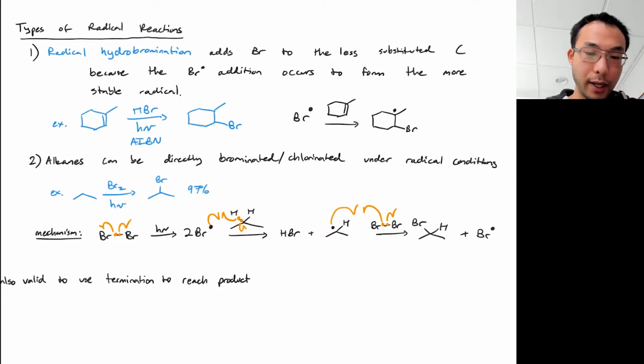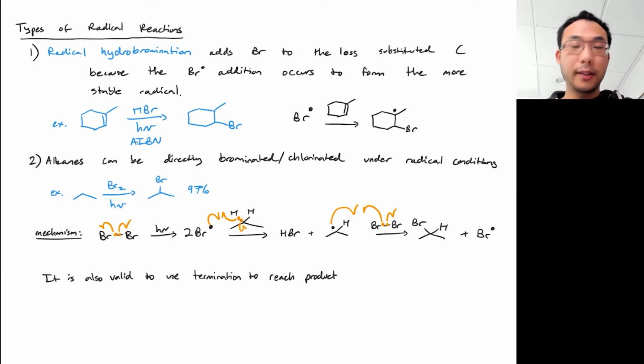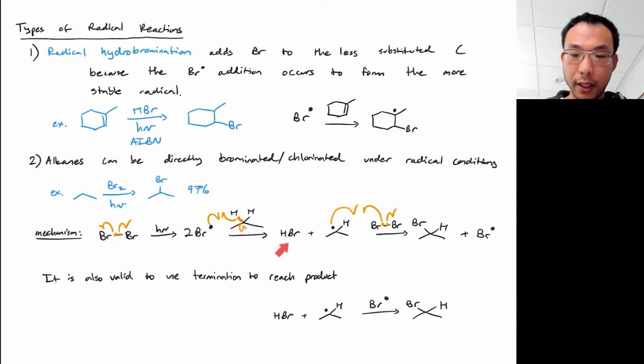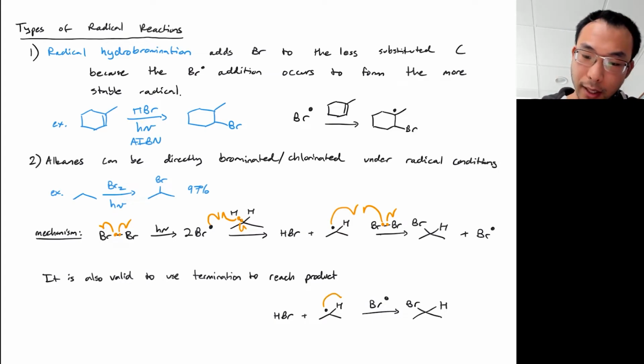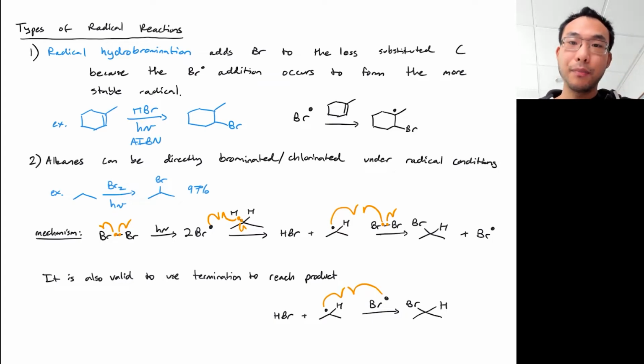But I just want to point out that it's also valid to draw this same mechanism, but to use termination to form the product rather than another abstraction or propagation step. So let's say I am at this stage right here. So I'm going to pull that down here. Rather than reacting with a Br2 molecule, that carbon radical could instead just terminate by reacting with a bromine radical and form the carbon-bromine bond that you need in the product, and then that would be the end of the day for this type of process.